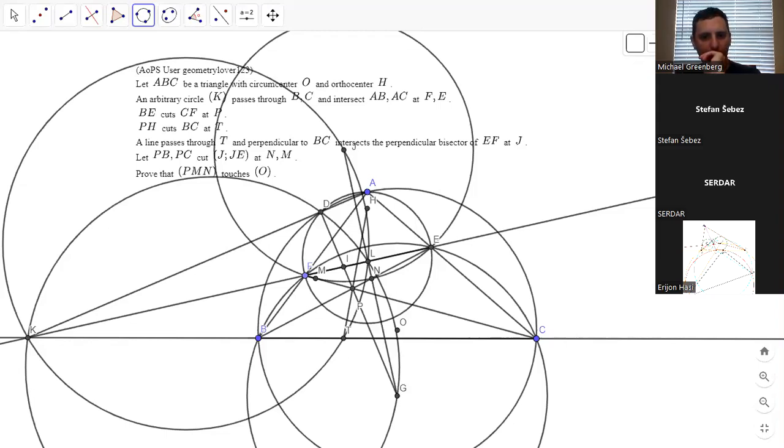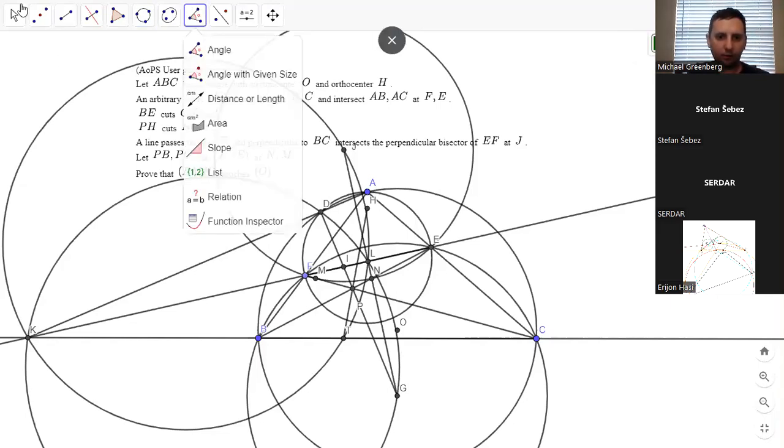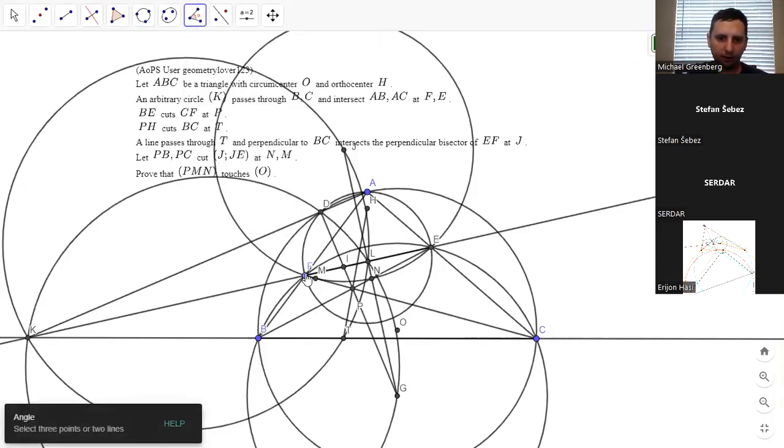If we prove a spiral similarity centered at that takes EF to BC also takes I to T, then we can prove these 4 points are concyclic. Okay, so let's see. I like that idea. So we want to show it takes I to T.